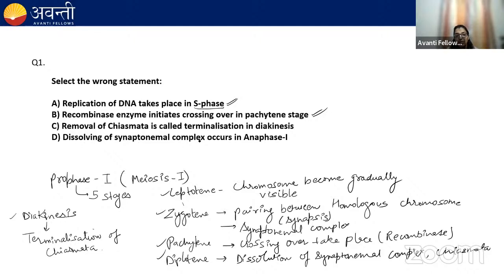Dissolving of synaptonemal complex occurs in anaphase 1. This is a wrong statement. Dissolving of synaptonemal complex occurs in the diplotene stage. Remember this. So the correct option with respect to the question is D. Remember all the events which are taking place in the respective stages of prophase 1 of meiosis 1. These are important, okay? Remember this.